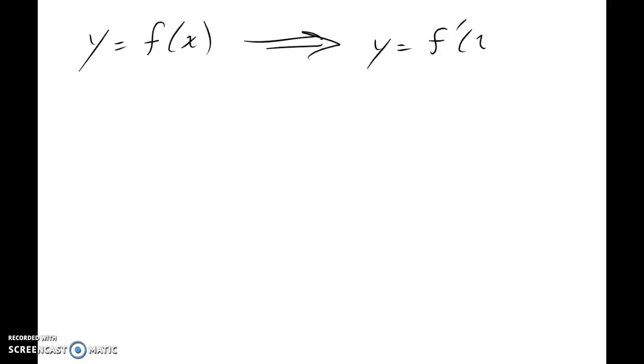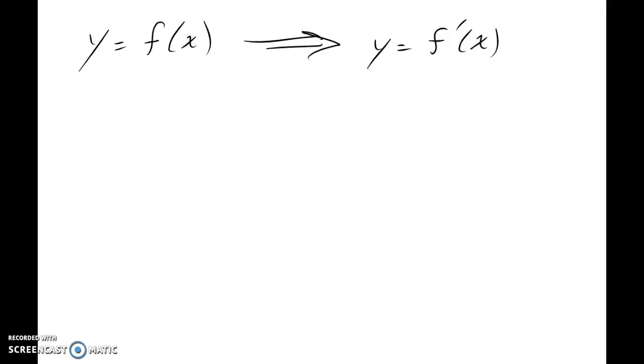Alright, so just a quick review of what we know so far. We know that if I have this function y equals f of x, the derivative of this function, if it's differentiable, will exist: y equals f prime of x.